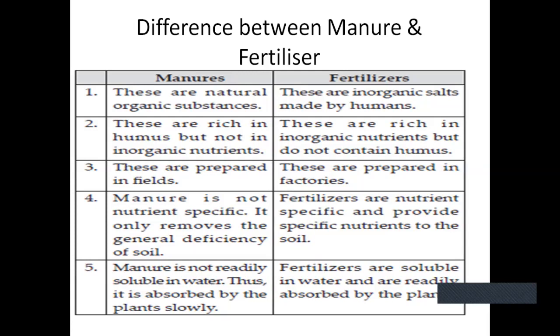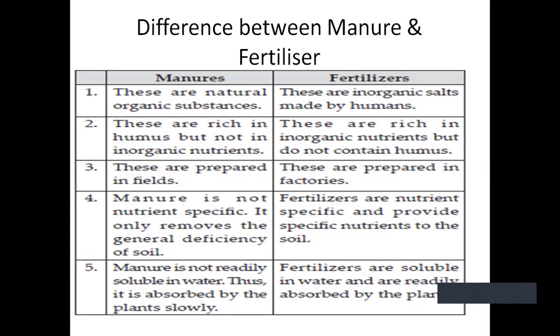Manure is not nutrient specific. It only removes the general deficiency of the soil. But fertilizers are rich in nutrients. They have specific nutrients in them, and so they provide a lot of nutrients to the soil as compared to manure. Manure is not readily soluble in water, thus it is absorbed slowly. This manure gives slow results, right? The crop will grow, but it will grow slowly.